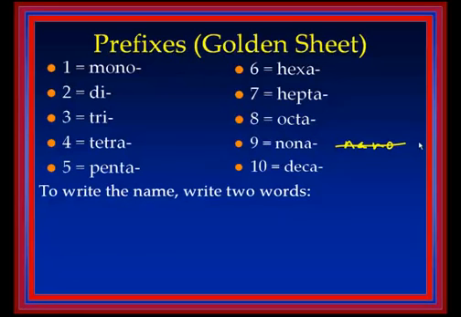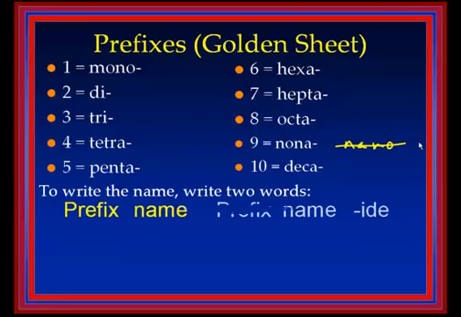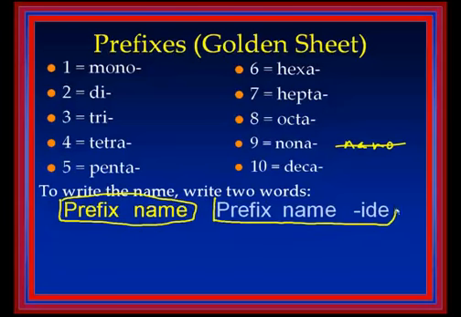So to write the name, you're going to write 2 words. You're going to write the prefix and the name of the element, and then the next prefix and the name with the "ide" ending. So this would be your first word, and then your second word would be, again, one of these prefixes, the name of the element with the "ide" ending.